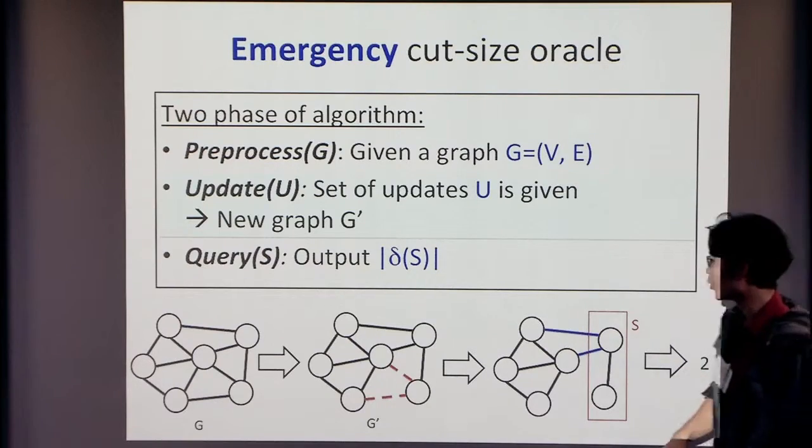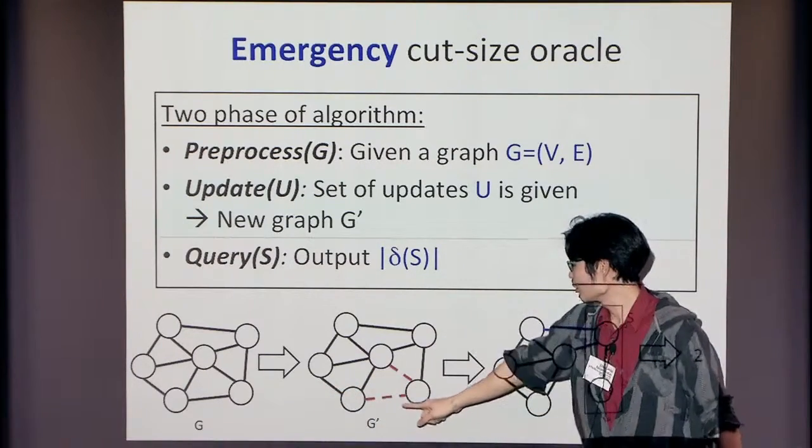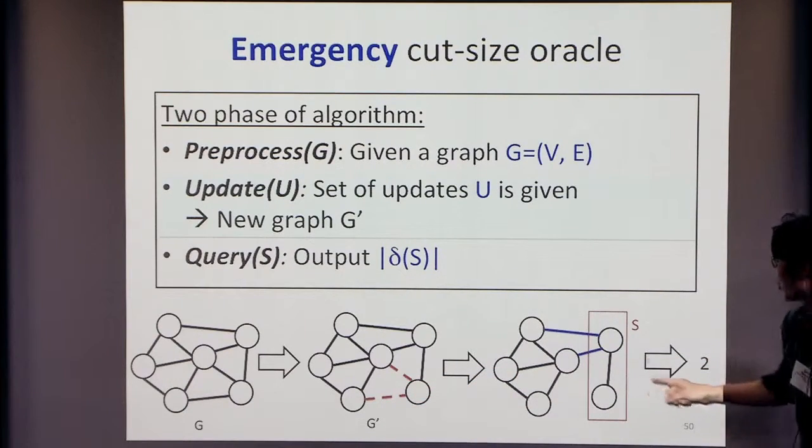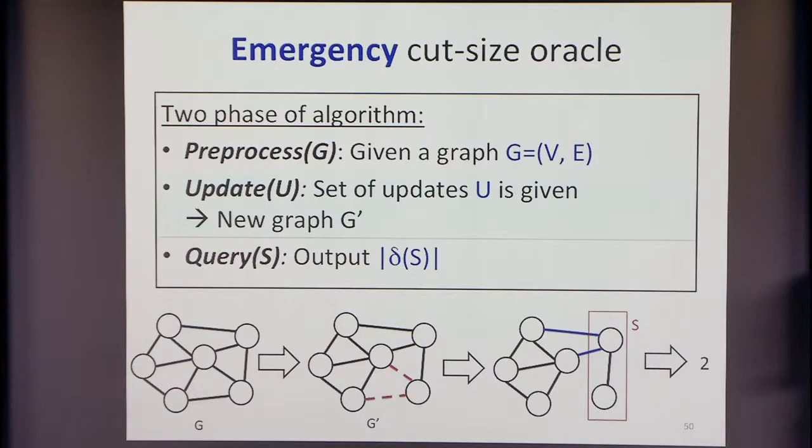And this is an example again. So you have G, and then you probably delete some edges in G. So you get G prime. And when you query now, you have to answer 2 instead of 4.